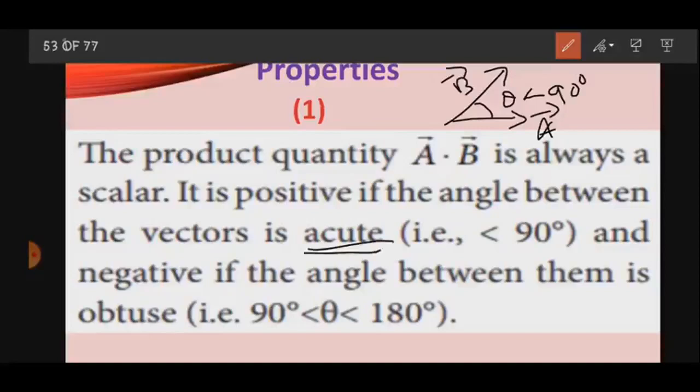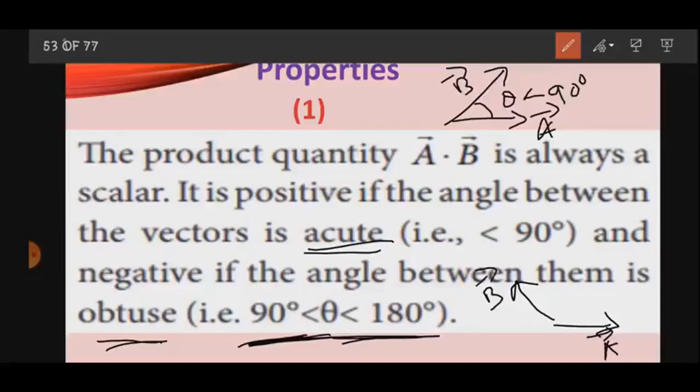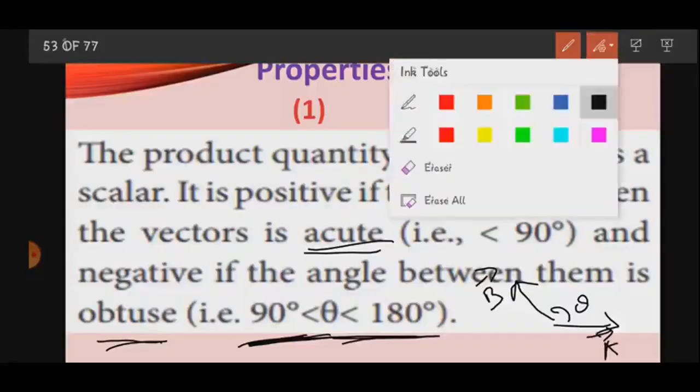Then it is negative if the angle between them is an obtuse angle. What is an obtuse angle? That is when 90 degree is less than theta, and theta is less than 180 degree. Now listen, this is A vector and another vector B vector. Between them is the angle theta. This angle we call an obtuse angle.